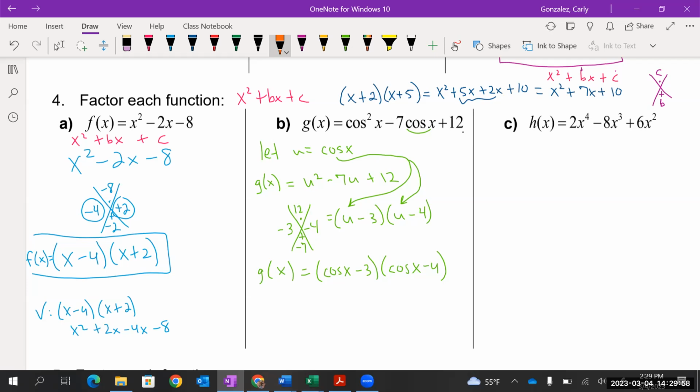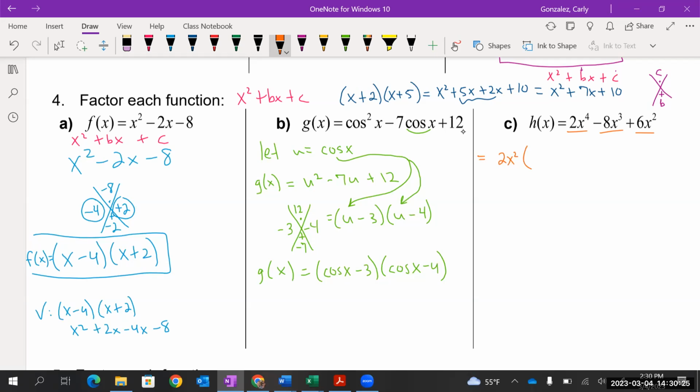So here is an example where we have 3 terms, and they all have a GCF other than 1. Let's find that GCF. What goes into 2, 8, and 6 evenly? That's going to be 2. And the lowest power of x that they all have in common is x squared.